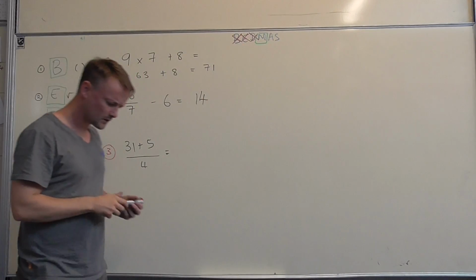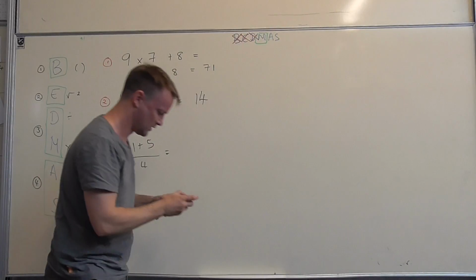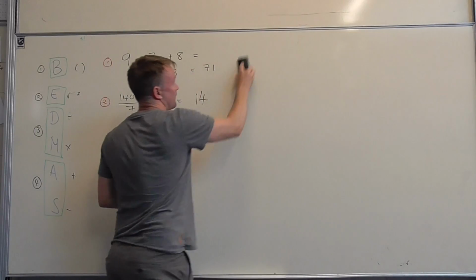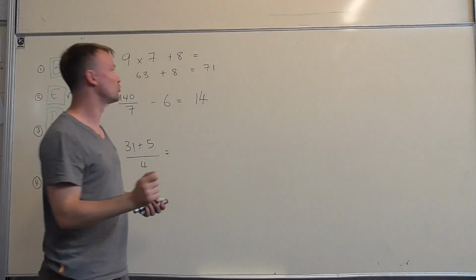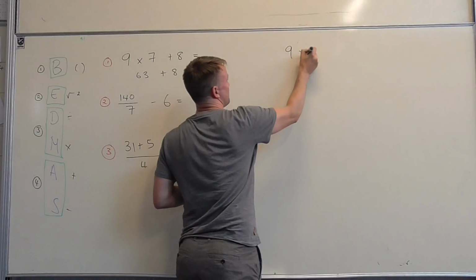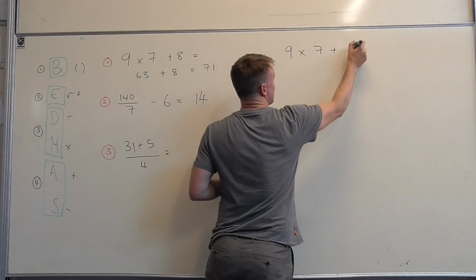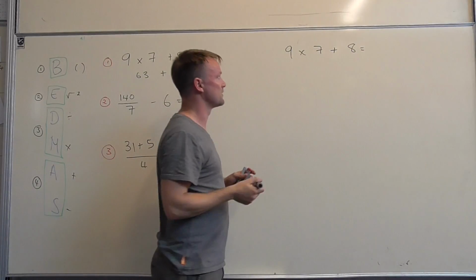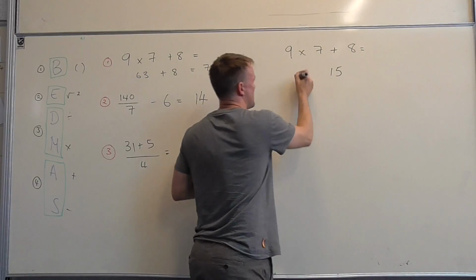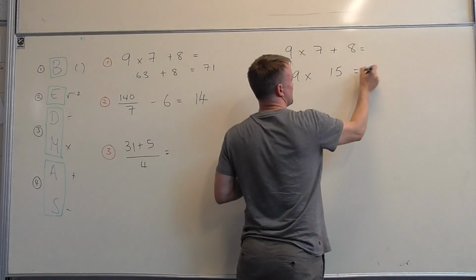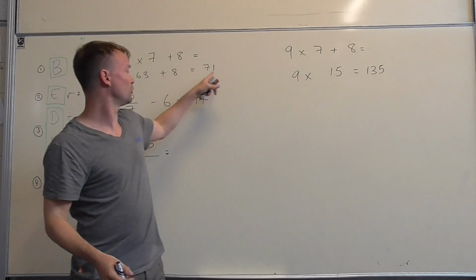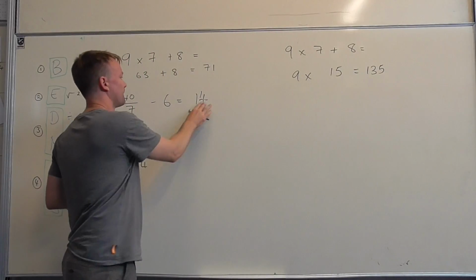Okay? So the reason why BEDMAS is used is because there is another way that you could have solved this equation if you didn't use BEDMAS. So I'll write this up here. The other way you could have done it is 7 add 8 is 15, and 9 times 15 is 135. Two completely different answers.